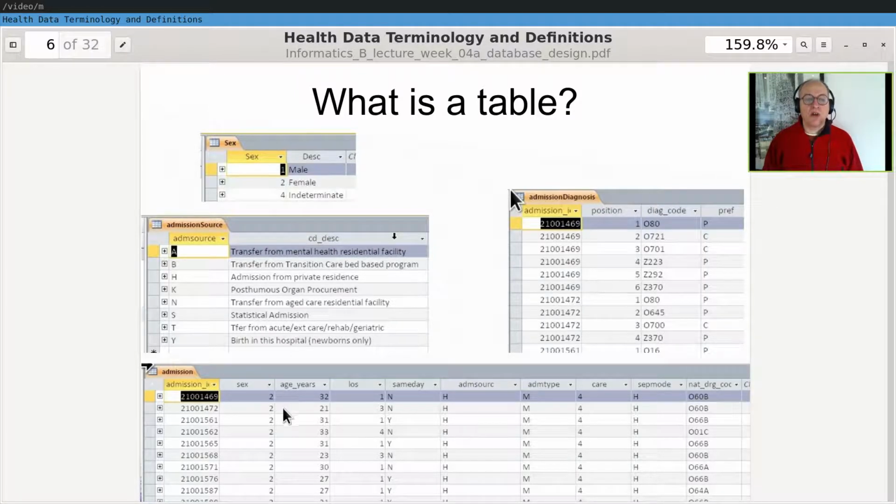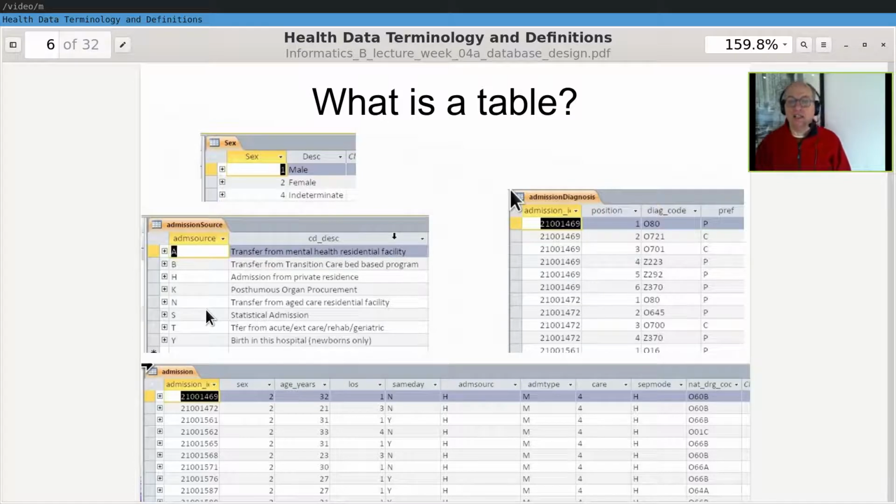So this is called a table, and then we can start to think about the relationships here. What's the relationship between sex and admission? Well, for every admission, there is one sex, there's one gender. This admission is 2, but for every gender, there are multiple admissions. So that's a many to one relationship. There's many admissions for a single sex, so there's a one to many relationship. Similarly, there's an admission source. There's one admission source and many of these things.